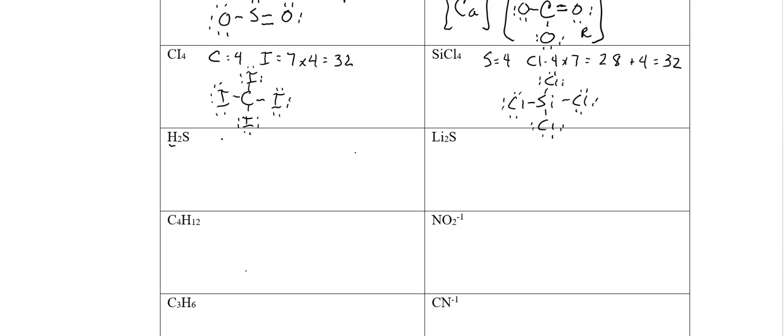Hydrogen is a non-metal. Sometimes it acts like a metal. This time it's just acting like a non-metal. 1 times 2. Sulfur, 6, 8. 2, 4, 6, 8. Easy.